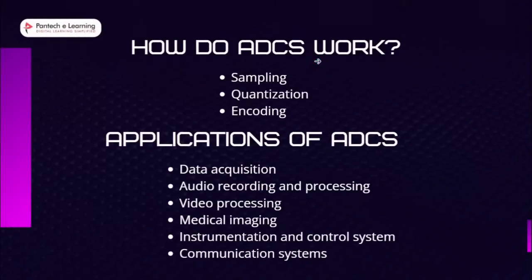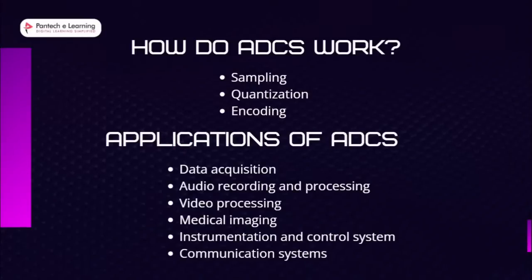Now, how does an ADC work? An ADC works by sampling the input analog signal at regular intervals and quantizing the signal into a series of digital values. The process of quantization involves mapping the continuous analog signal to a finite number of digital values. The number of digital values that can be represented is determined by the number of bits in the ADC. The process of converting an analog signal to a digital signal involves three steps. What are they? Sampling, quantization and encoding.